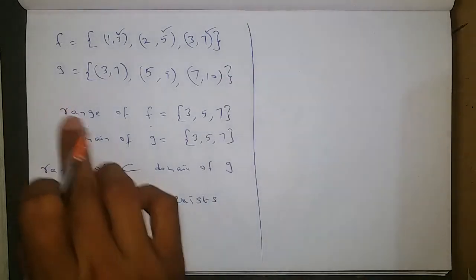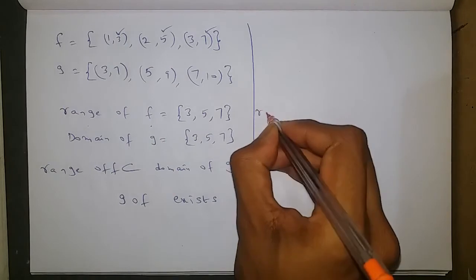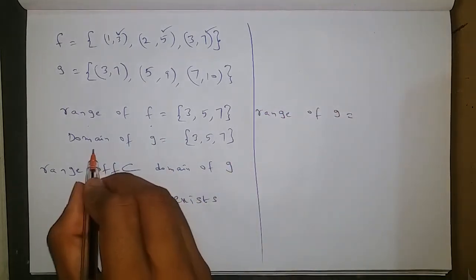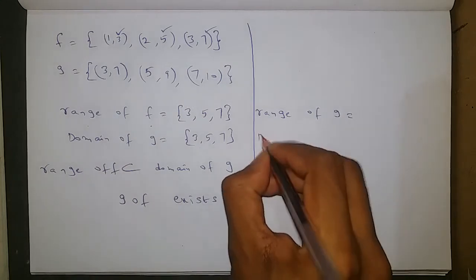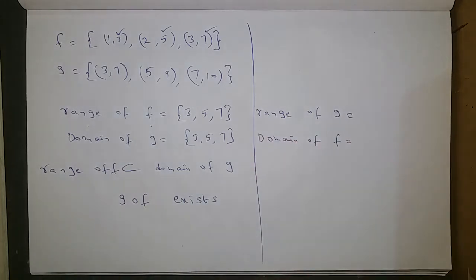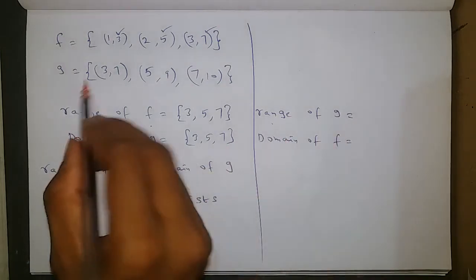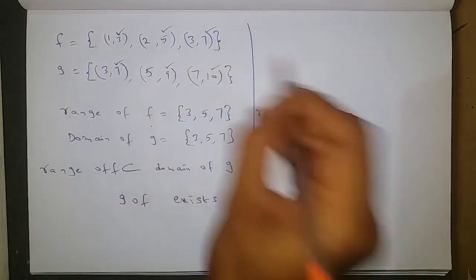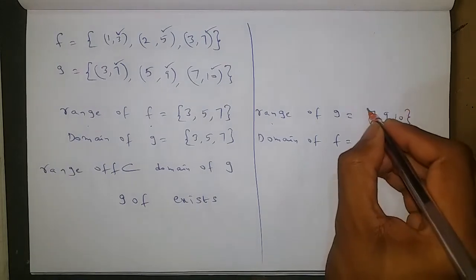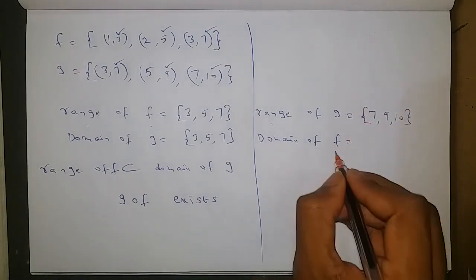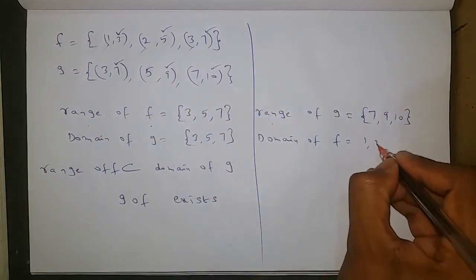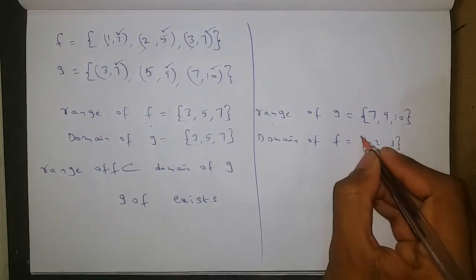Now here I wrote the range of f and the domain of g. Now I will write the range of g and the domain of f. Let us check it now. The range of g, the second elements, is 7 comma 9 comma 10. The domain of f, the first elements, is 1 comma 2 comma 3.